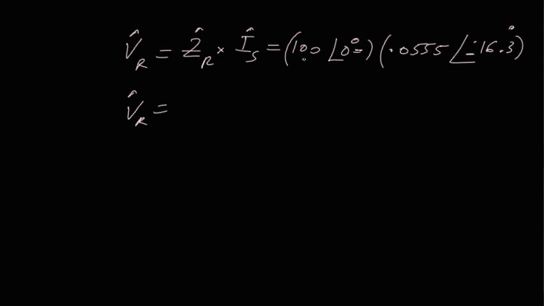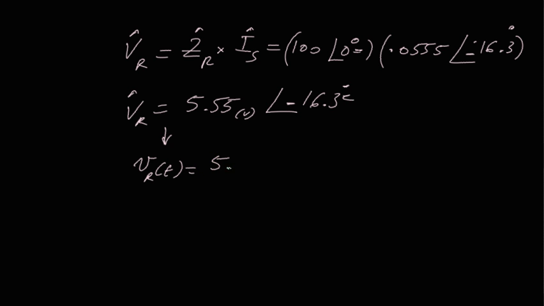So now this is VR. VR, 100 times 0.0555, so 5.55 volts, and the angle is negative 16.3 degrees. If I have the phasor VR go from the phasor domain to the time domain, VR of t is 5.55 times sine 100t minus 16.3 degrees.